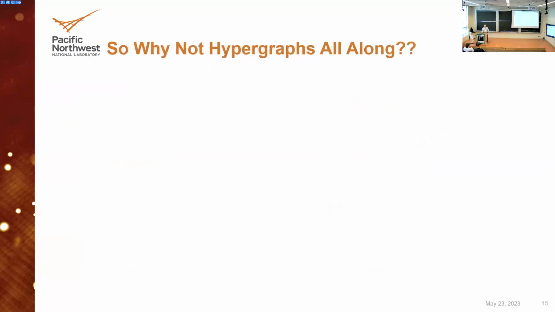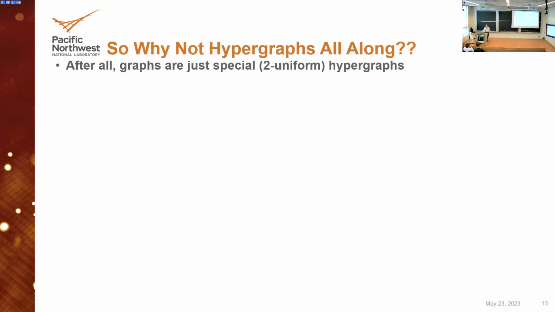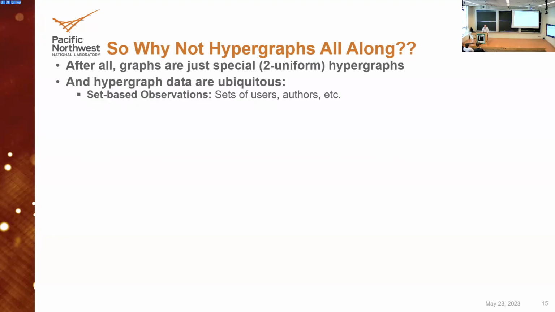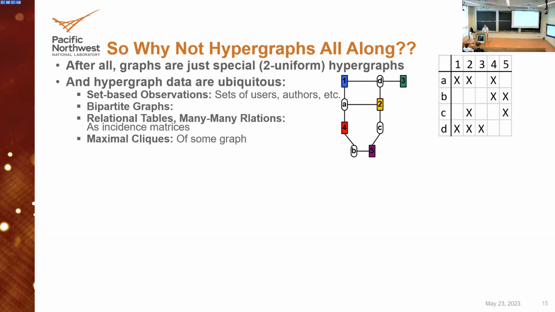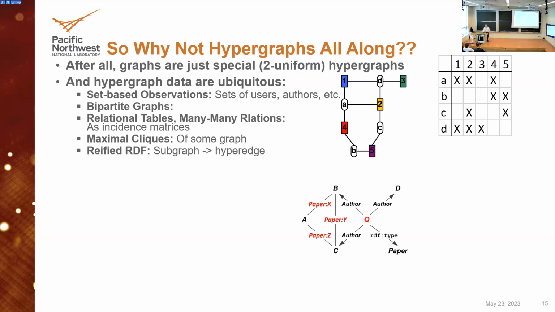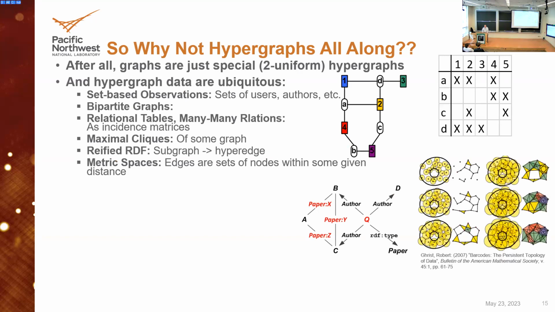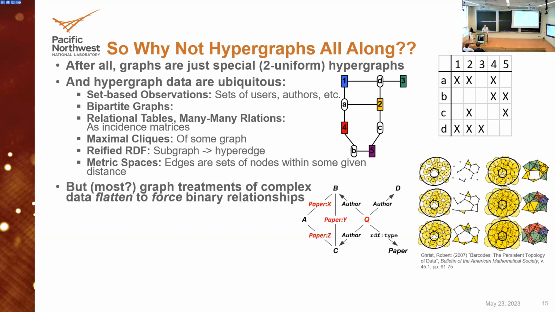So why not hypergraphs all along, right? I get this question all the time. After all, graphs are just special 2 uniform hypergraphs, and hypergraph data are ubiquitous. Set-based observations, bipartite graphs, relational tables, maximal cliques of graphs, reified RDF, for anybody out there who does that. We had somebody last week who did, are you here? No. Metric spaces yield VR complexes and related things. These things are everywhere, but most graph treatments of complex data flatten to force binary relations.